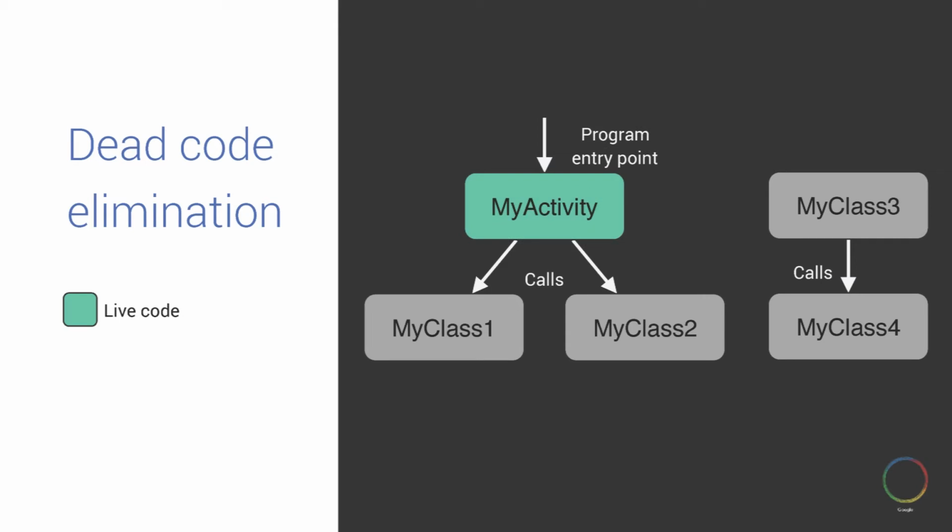Now, Android has very well-known entry points, things like activities, services, broadcast receivers. And so what ProGuard can do is go to those entry points and trace through your code and work out which classes it's actually using and which classes it's not. In this case, we can see an entry point at my activity, which calls my class 1 and my class 2. However, there is no entry point that touches my class 3 and my class 4. And this means that ProGuard can actually go and remove those classes from your application when it compiles it.